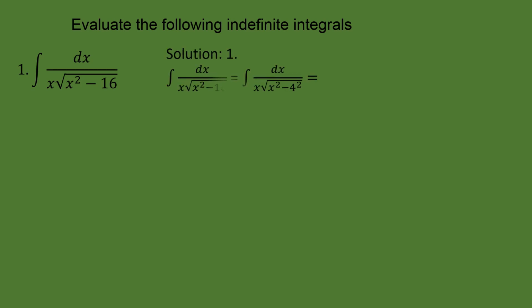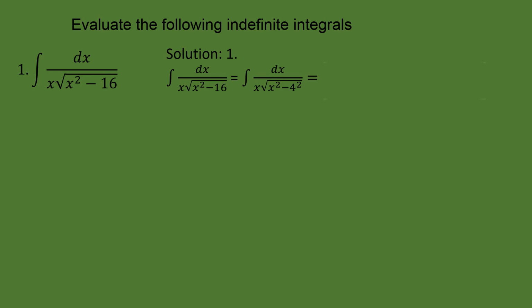Number 1, integral of dx over x times square root of x squared minus 16. Okay, solution for that one, of course, we have from that one, integral of dx over x times square root of x squared minus 16. We will rewrite it into integral of dx over x times square root of x squared minus 4 raised to the power of 2. So we simplified 16 as 4 raised to the power of 2.